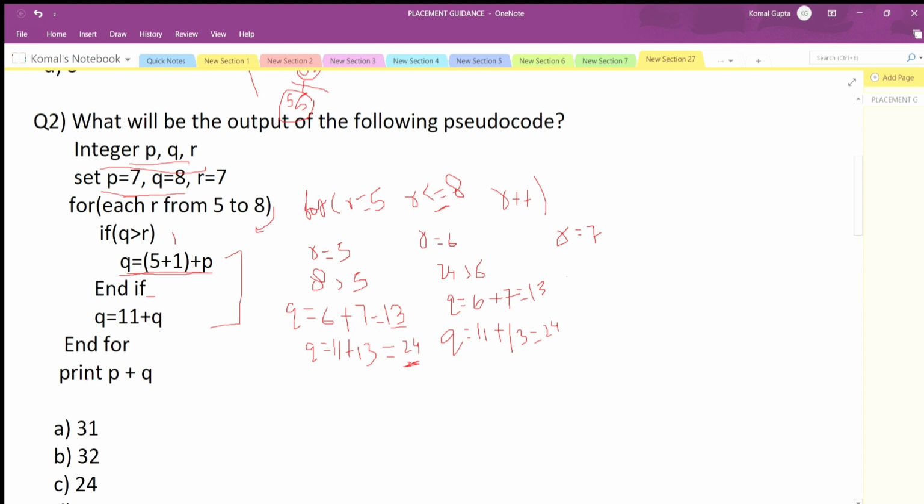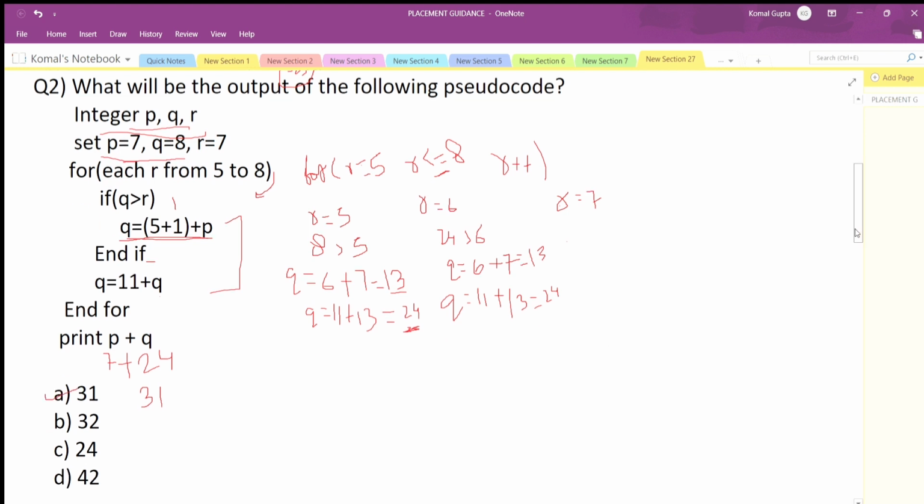So at last what it is doing, it is printing p plus q. So what is the value of p? The value of p is 7, plus what is the value of q? The value of q is 24. So at the end what will be the value? 31. So the answer for this question is A. Option number A, that is 31.